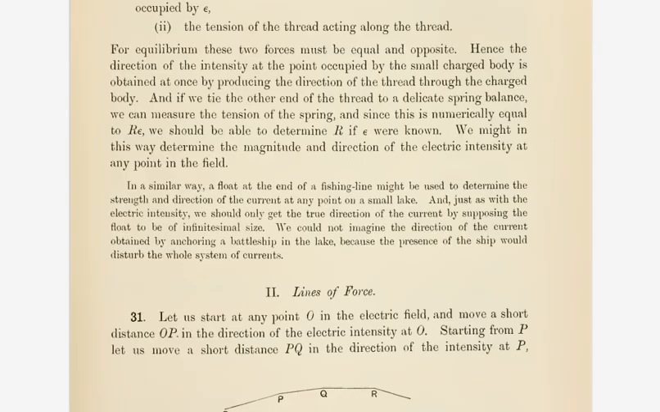And, just as with the electric intensity, we should only get the true direction of the current by supposing the float to be of infinitesimal size. We could not imagine the direction of the current obtained by anchoring a battleship in the lake, because the presence of the ship would disturb the whole system of currents.